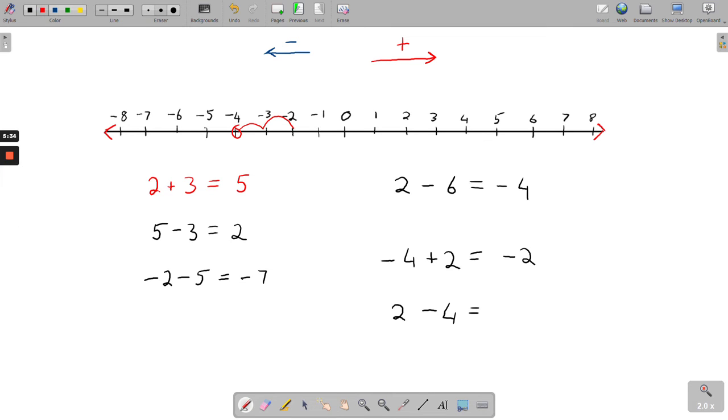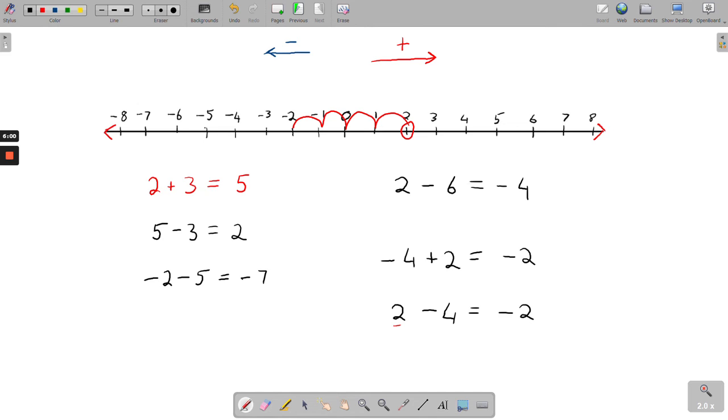This time we're going to start off at 2, plus 2, which is down here. So we're starting off with that one, and we're going to move back 4 spaces. 1, 2, 3, and 4. And you can see in this case, we're going to end up at negative 2, which is the same answer as we had last time.